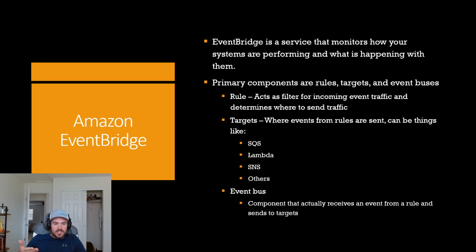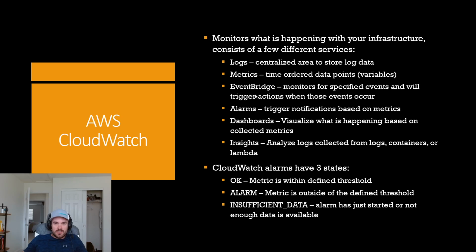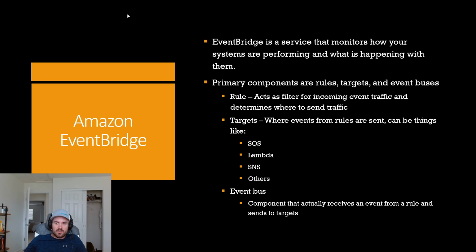So EventBridge, as we alluded to a minute ago, is what actually monitors how your systems are performing and what's actually happening with them. Additionally, it's got a few components to it as well. It's got rules, targets, and event buses. So a rule is basically going to act as a filter for incoming event traffic, and then it's going to determine where to send that traffic.